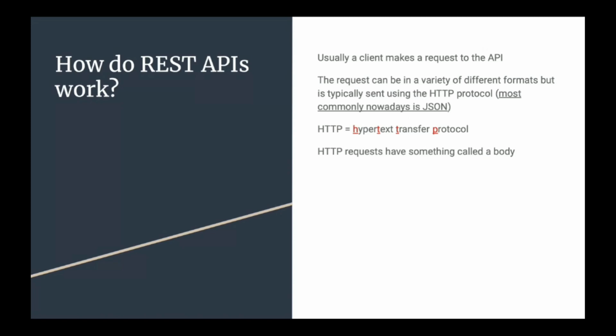JSON stands for JavaScript Object Notation. Requests in REST APIs are made over the HTTP protocol, and HTTP stands for Hypertext Transfer Protocol. We use HTTP every day. If you're using a web browser, whenever you go to a website, you're making an HTTP request to some server that has the resources for that web page, and then that server gives you a response with the resources.